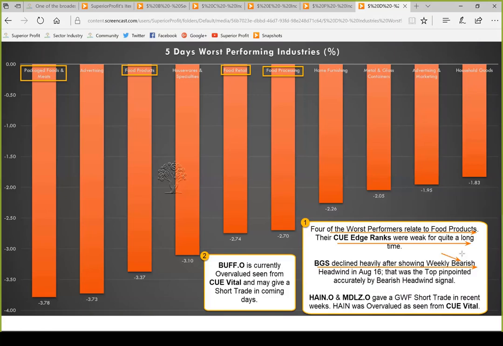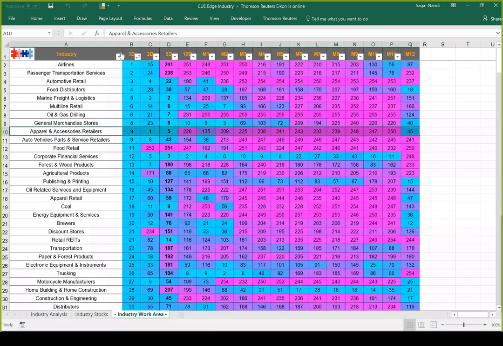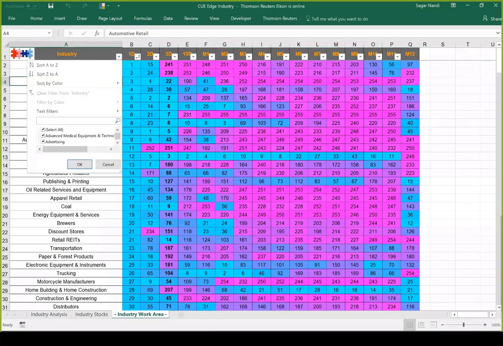That's why we are always watchful for memory resistance, headwind signal, traffic light signal, etc. That bearish headwind came on August 16, and that has pointed to the exact top. So let's look at food products through the QH ranking table to see how it was strengthening or weakening, and then we will look at the stock BGS to see how the headwind signal could catch the very top. So in the industry edge, we can just filter for food.